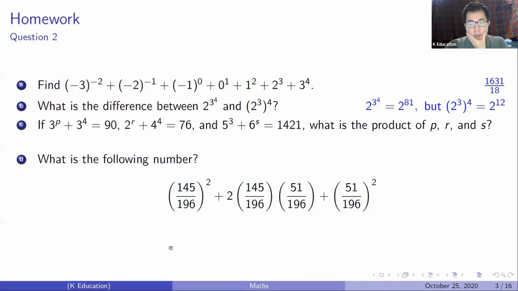Okay, question C. Again, a lot of people struggle with this one. So let me ask Kevin, how did you approach this question, part C?